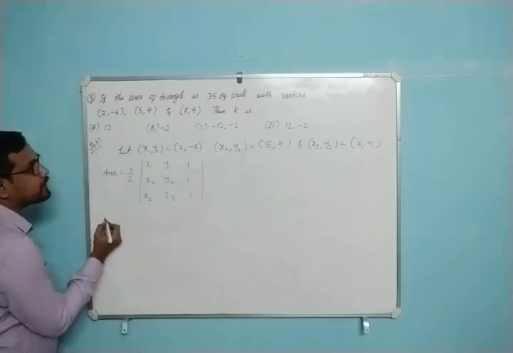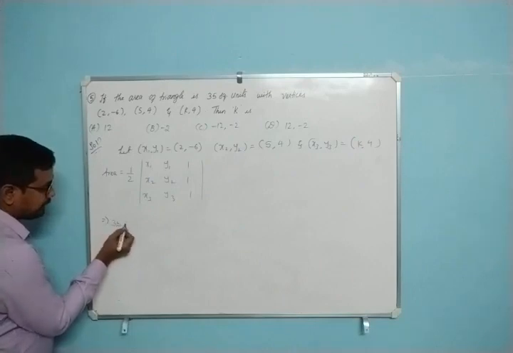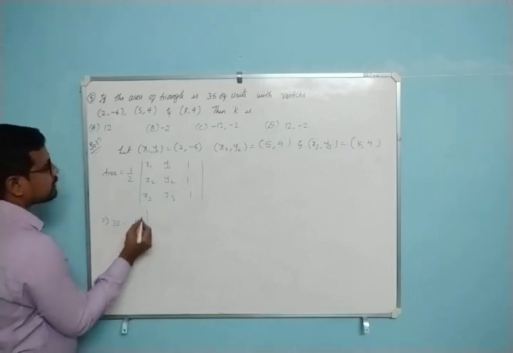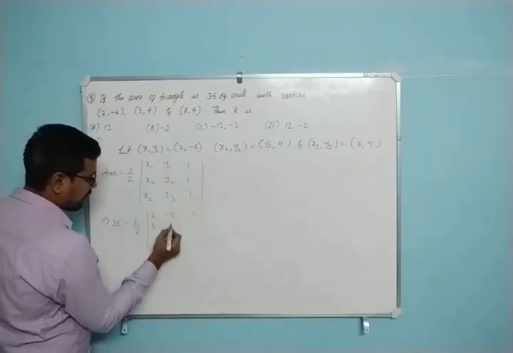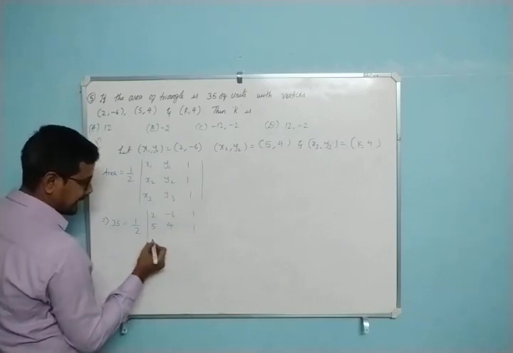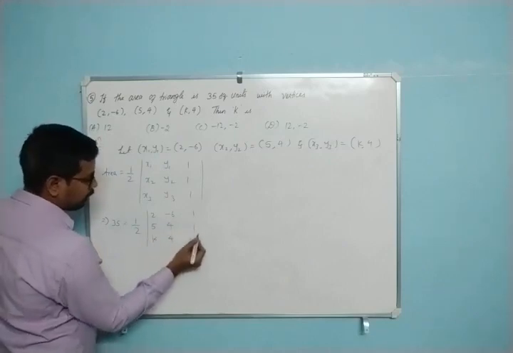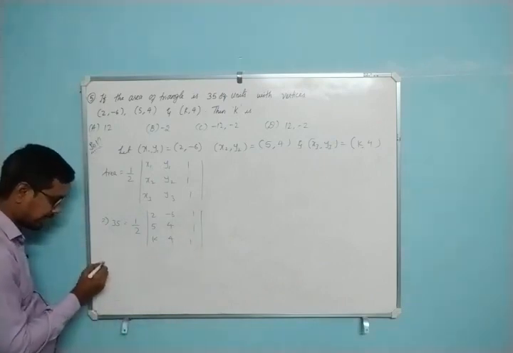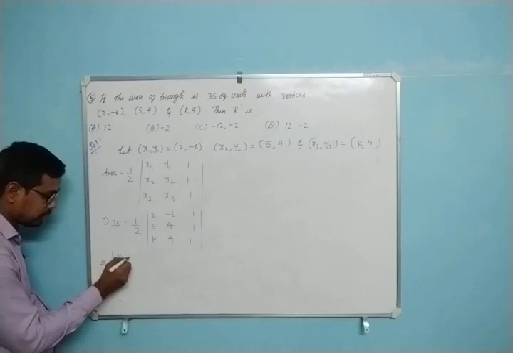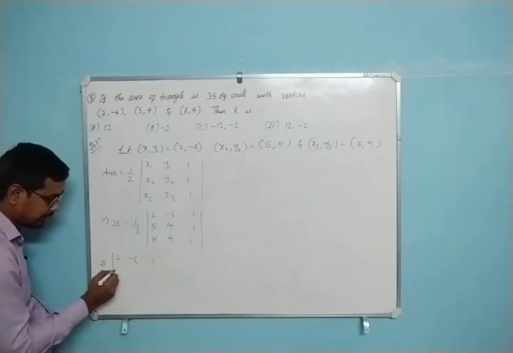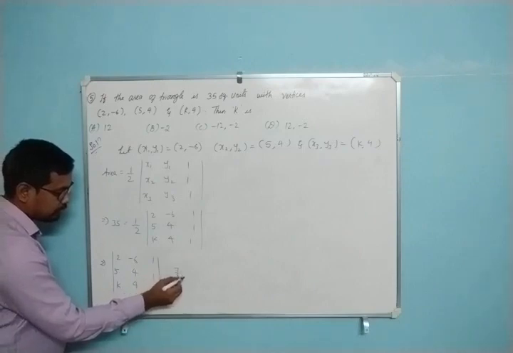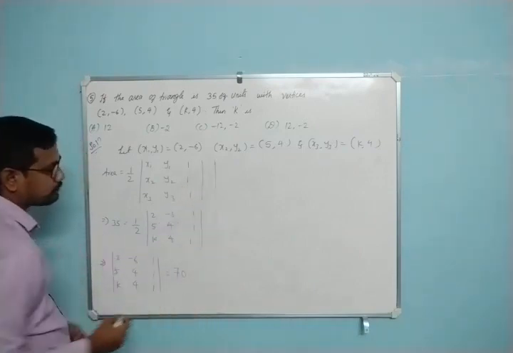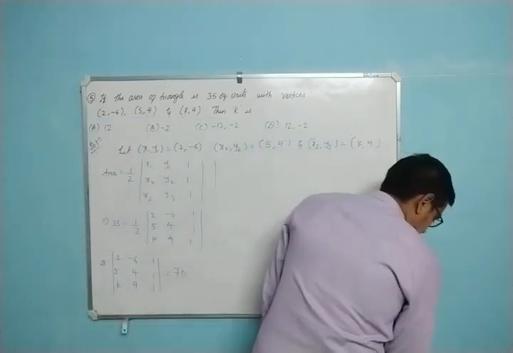So what is the area there? Given as 35 is equal to 1 upon 2. What is x1? x1 y1 is 2, minus 6, 1 as it is. x2 y2 is 5, 4, 1 as it is. x3 y3 is k, 4, 1 as it is. Now I can rearrange this as the determinant 2, minus 6, 1, 5, 4, 1, k, 4, 1 is equal to 70.